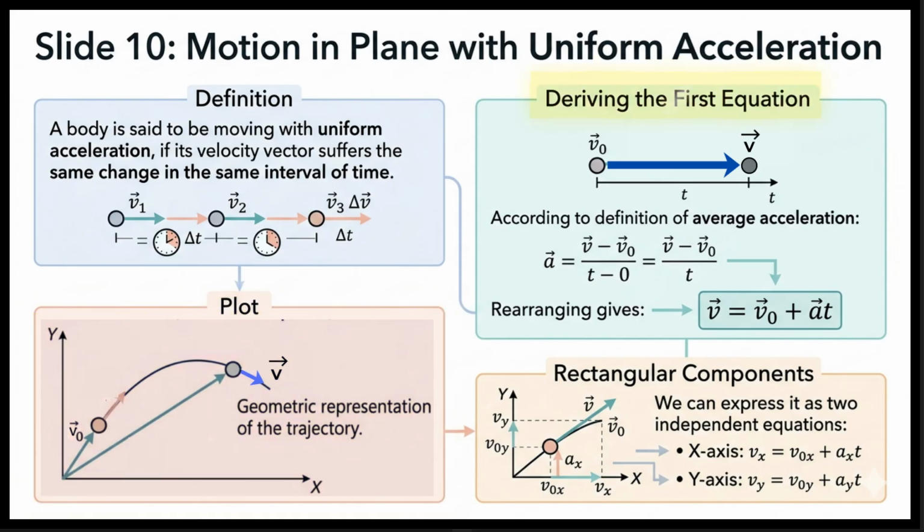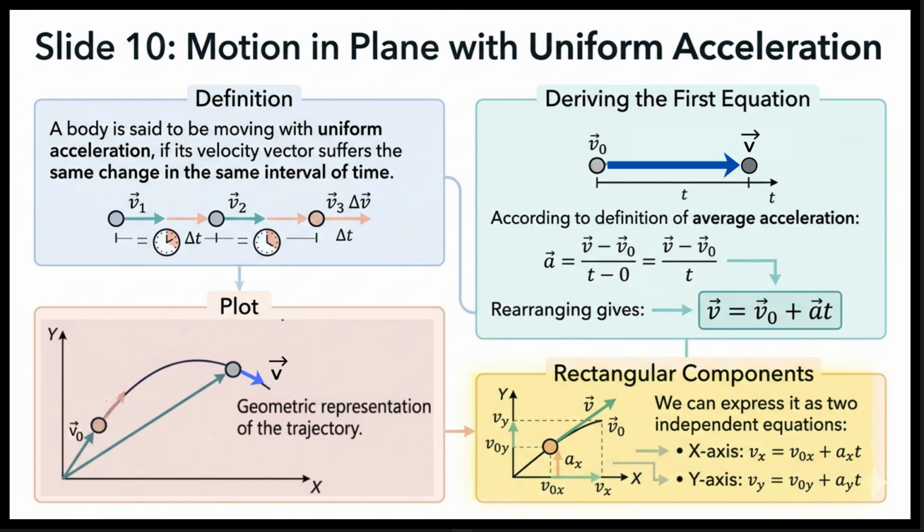From the definition of average acceleration, we write a equals v minus the initial velocity over t, which rearranges to the first equation of motion. v equals the initial velocity plus a times t. The diagram illustrates this vector addition of the initial velocity and at to get v.